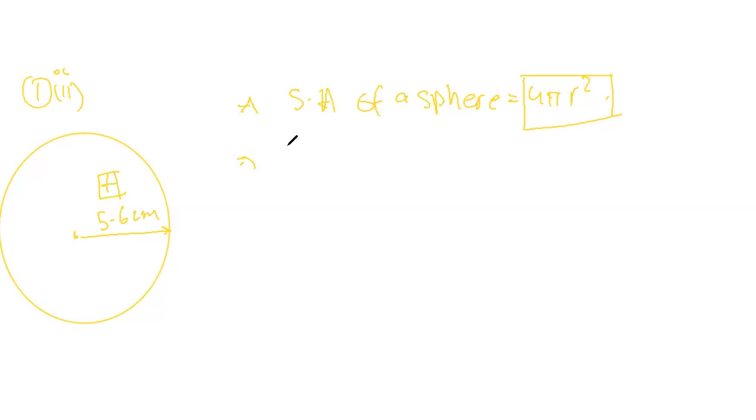So if we substitute the values, we will get 4 into 22 by 7 into r square. We can write it as 5.6 whole square or 5.6 into 5.6. I'll prefer the latter. And 7 ones are 7 and 0.8s are 5.6. So by using a calculator, I get the final answer as 394.2 centimeter square.